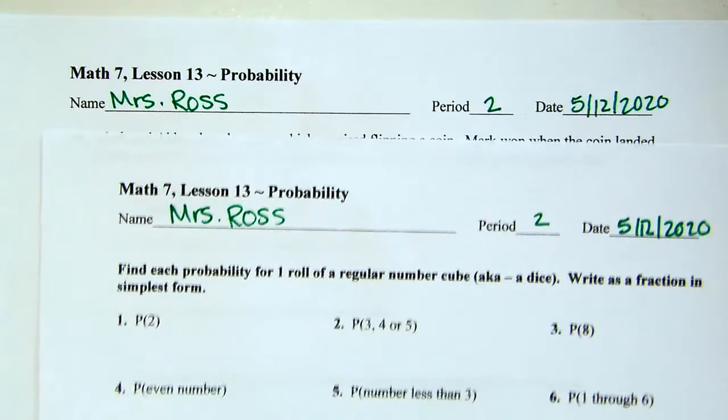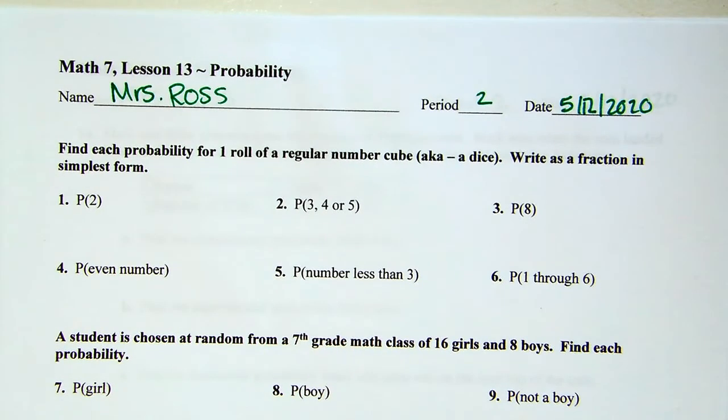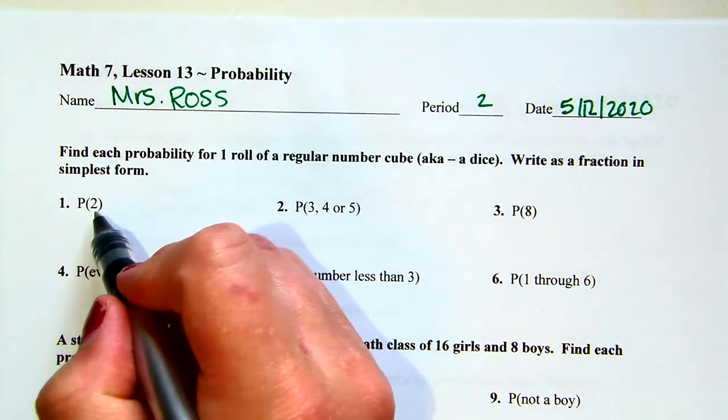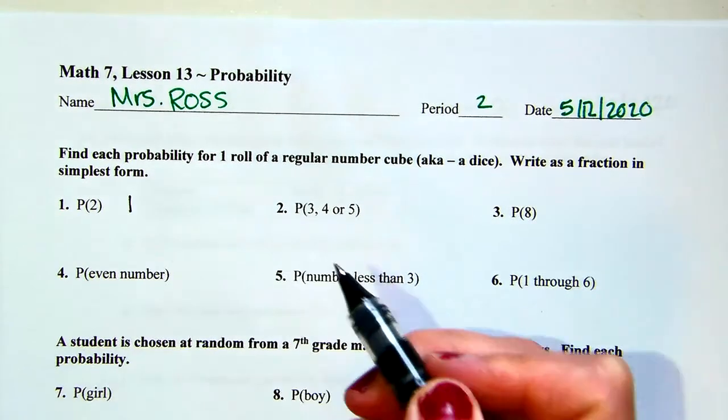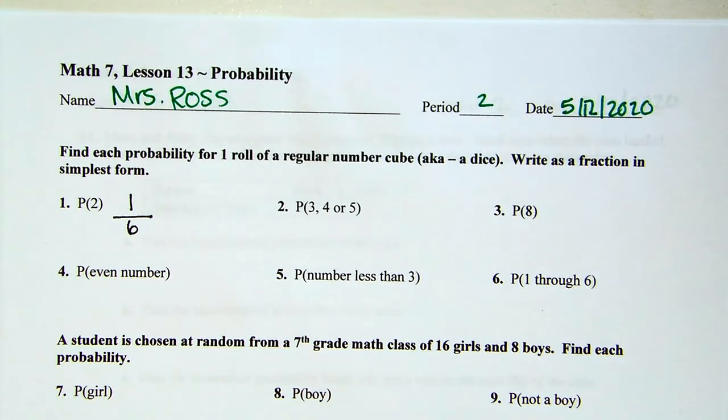So let's begin. Questions numbers 1 through 6, we're using the directions atop in bold. It says, find each probability of one roll of a regular number cube, aka a dice. What is the fraction in simplest form? So, taking a look at this. Number 1, what is the probability of getting a 2 on a dice? Well, here I have one option, which is a 2. Because there's only 1 2 on a dice, and there are 6 total options on a dice. So my probability is going to be 1 over 6.